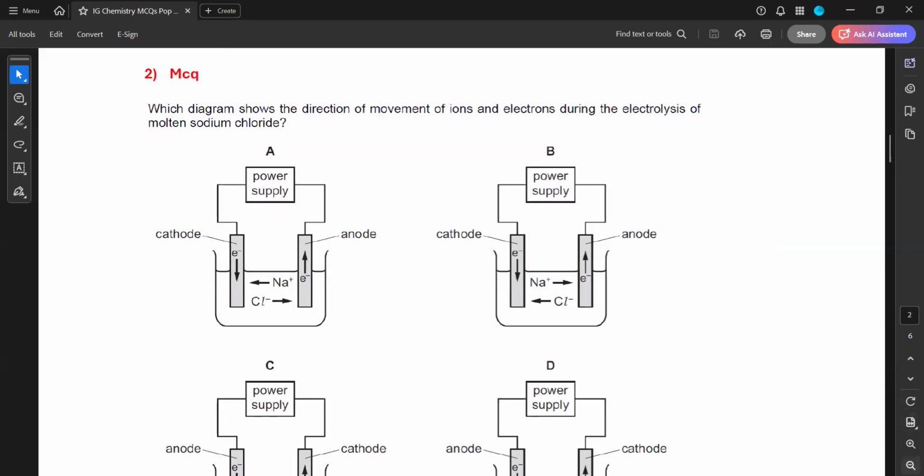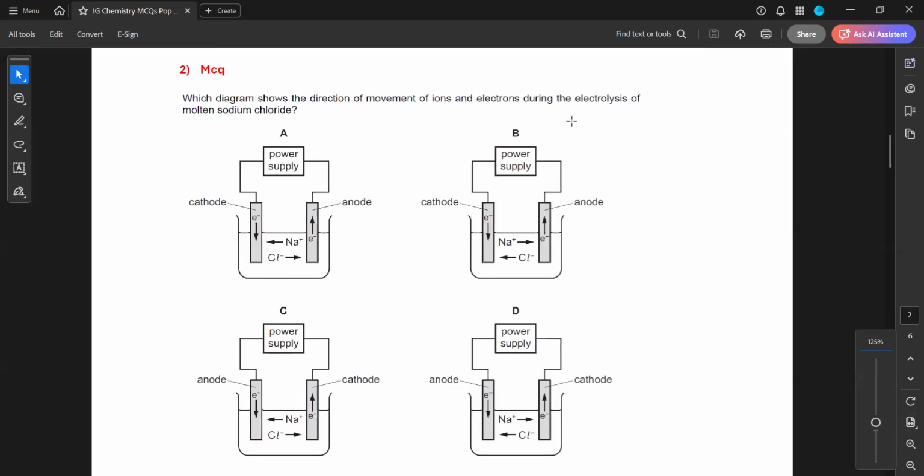Question number 2, any doubt? If you have a doubt, I'll give an explanation. If no doubt, I will just let you know the correct answer for this, and I'll move on to the next one. Question 2, any doubt? Sir, I have a doubt.